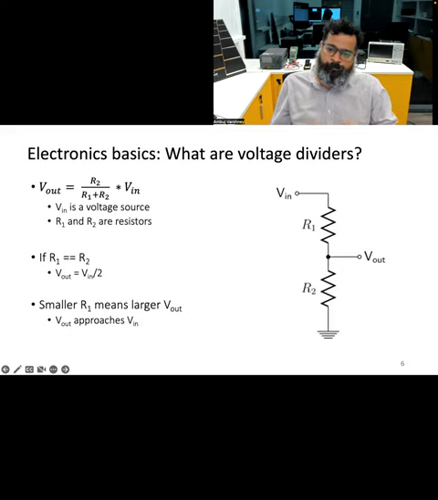And we can use this topology to measure the resistance of a sensor by connecting it to a known resistor. So for example, if R2 is the known resistor, we can replace R1 with a sensor. And we know the voltage source V in, then we can figure out from the V out value what the resistance value R1 is.